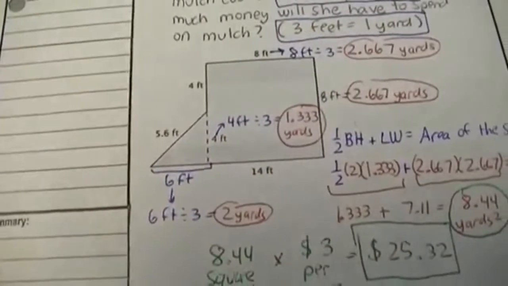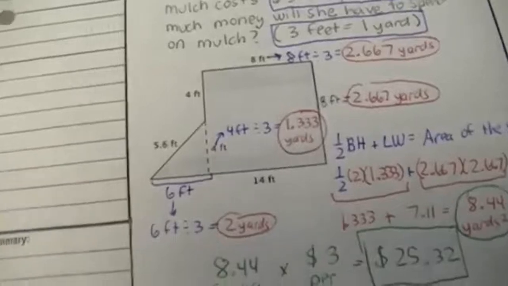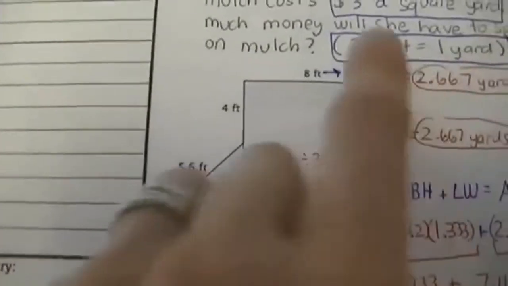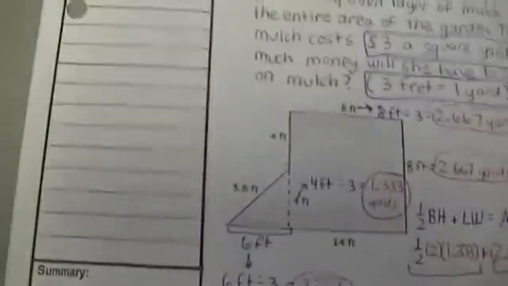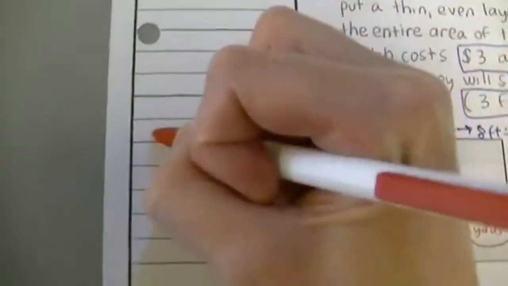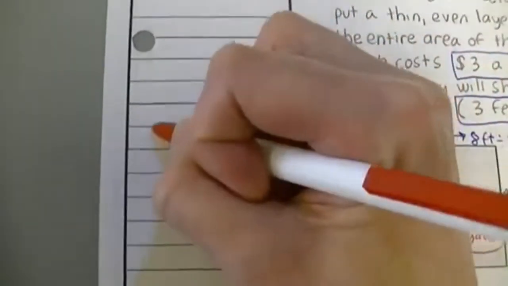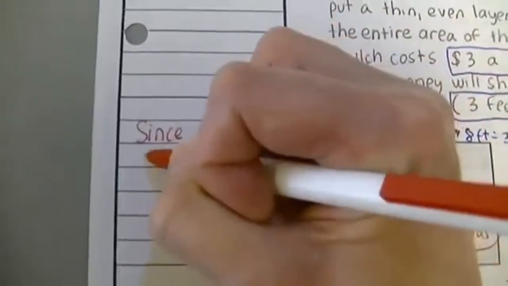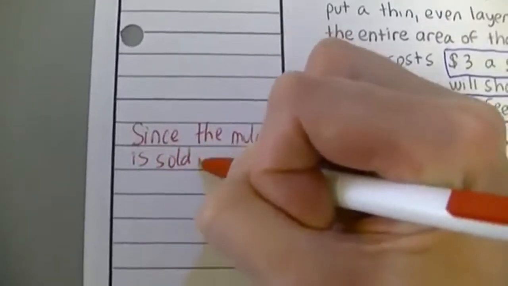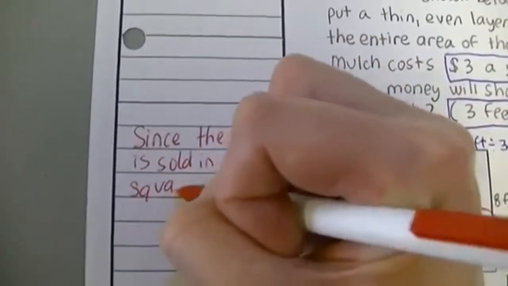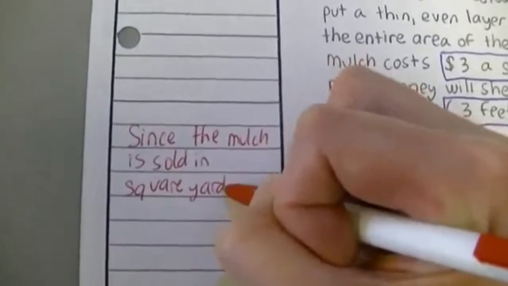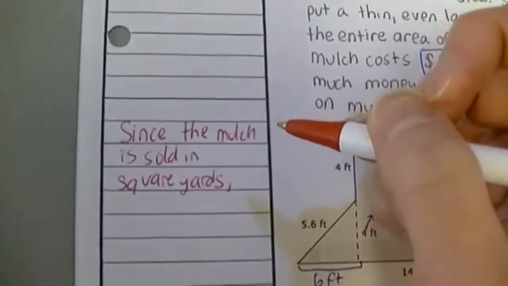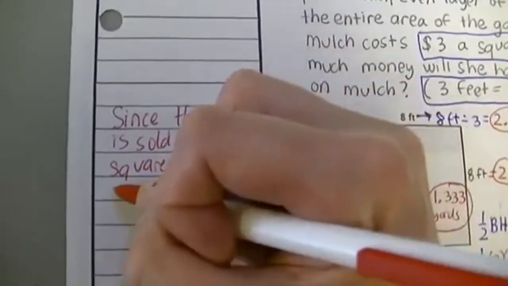I should probably explain, when you're studying for your quiz, I want you to write down to the side right here why we did that, why we can do the conversions right here. So you remember, since the mulch is sold in square yards, we converted the dimensions of the garden from feet to yards.